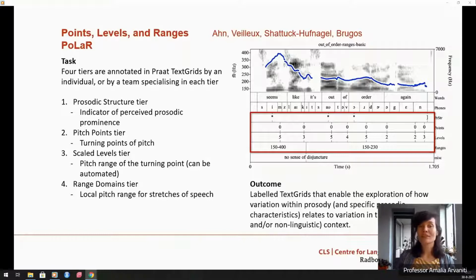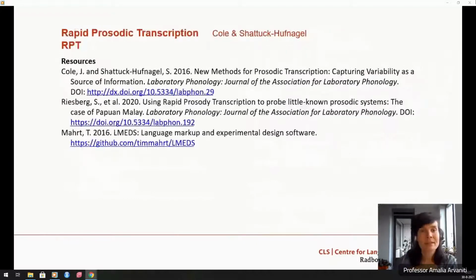From this process, the researcher gets labelled text grids that enable the exploration of how variation within prosody relates to variation in the context. And this can be used to further develop phonological analyses, but also understand the phonetics of phonological categories. This is mainly developed for American English, but this process of separately annotating different parts of the speech signal could be applied to other languages as well. And they do say that transcribers can be trained up in this system relatively quickly, and as I mentioned, require little theoretical knowledge.